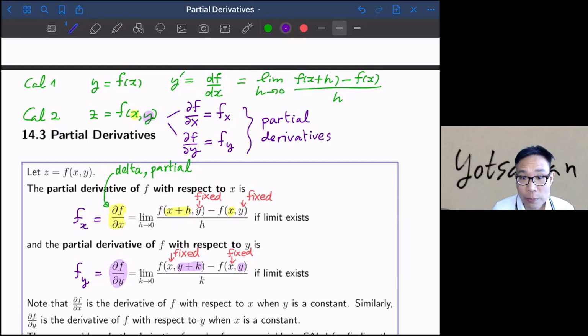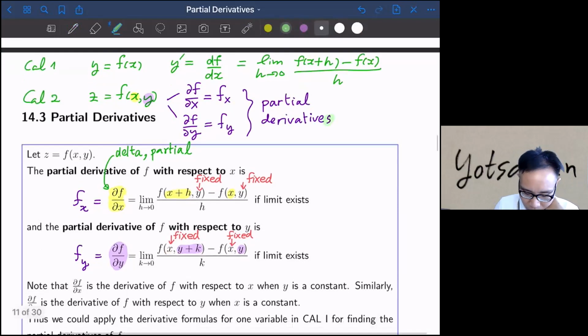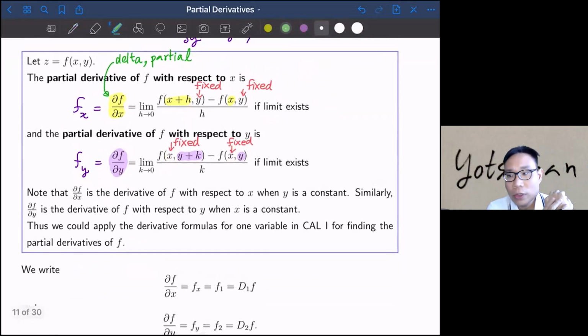This is always plural, so we always have an s. It means that there are going to be two derivatives together when we have a function in two variables. The way to find these partial derivatives is just using the formulas from calculus 1, to find the partial derivative with respect to x and with respect to y.